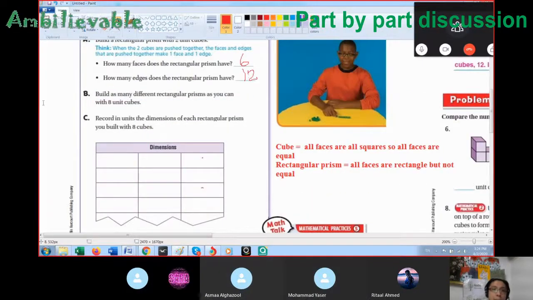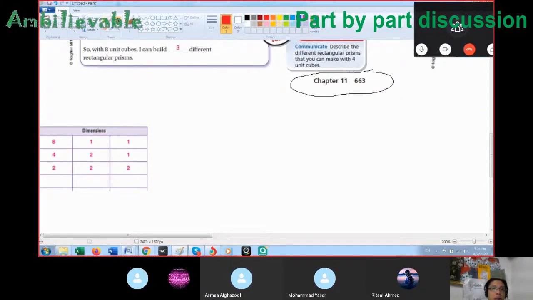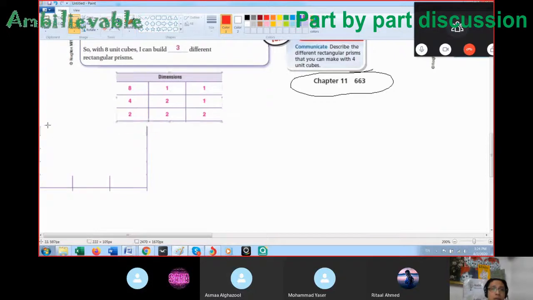Okay. Now this one. Build as many different rectangular prisms as you can with 8 unit cubes. Record in units the dimensions of each rectangular prism you built with 8 cubes. With 8 cubes, there are possible answers. For example, I have prepared some answers here. These are the possible answers.